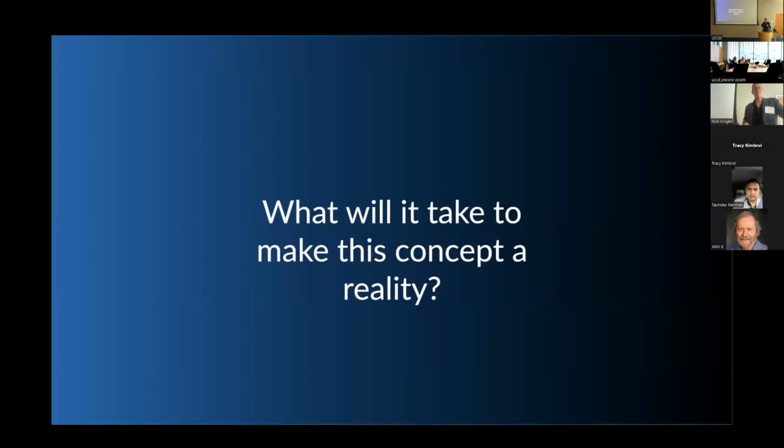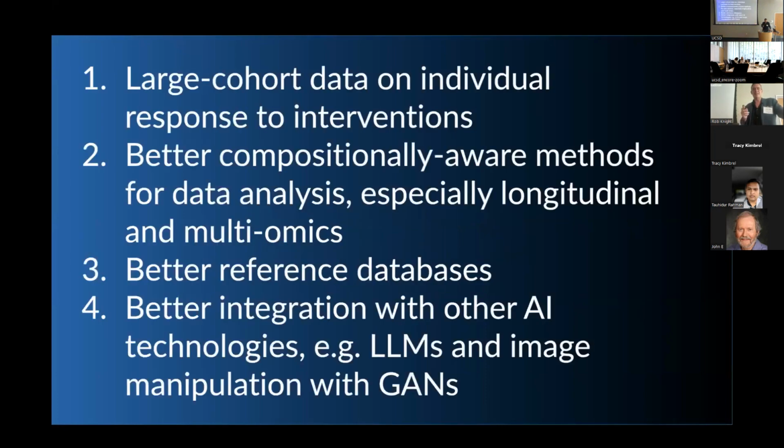So what would we have to do to actually make this a reality? I think it's actually less hard than it might seem at first. So the first thing that we need is large cohort data on the individual response to different interventions, whether that's diet or drugs or exercise or other things that have high individual variability, where that individual variability is explained by the microbiome. And there's a lot of these efforts going on at the moment.